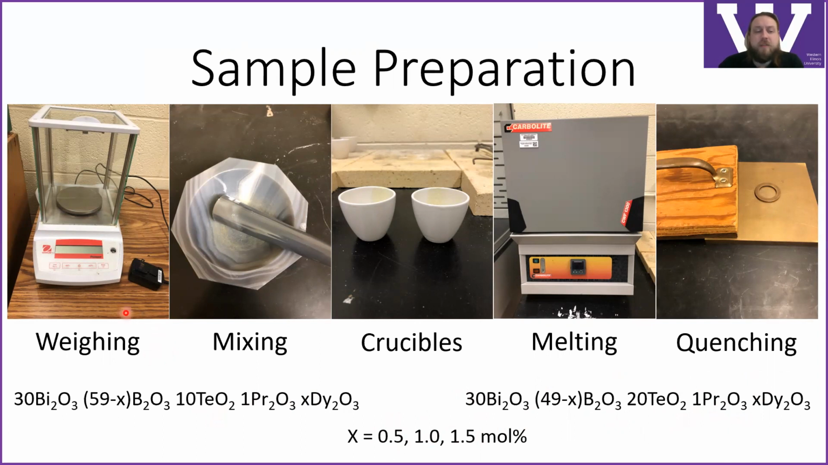So I take these compositions, I weigh the amounts, I mix them in a mortar and pestle, I put them in a crucible, then we melt them at about 930 degrees Celsius. That melt is done very quickly so that we don't lose any of our volatile tellurium oxide. And then we quench them on these brass plates that have been preheated to about 100 degrees Celsius, so that the temperature doesn't drop down too quickly.